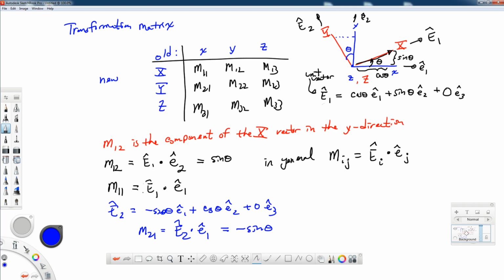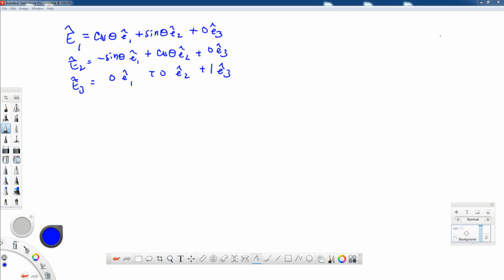Let's go ahead and write down what capital E hat 1, 2, and 3 are for this particular case. So in the two-dimensional case, we can write down these sets of unit vectors in the capital XYZ system, from which we can find our matrix of M's or A's. Sometimes the book uses the A and I use the M. Cosine theta, sine theta, 0, minus sine theta, cosine theta, 0, 0, 0, 1.